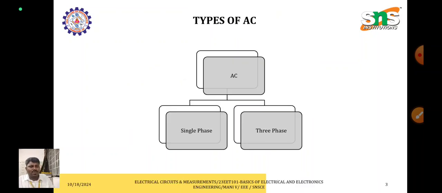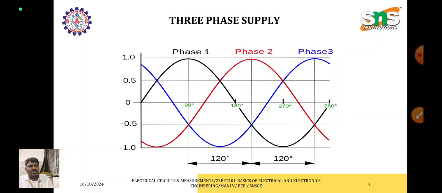So there are two types of AC. One is single phase AC, another one is three phase AC. The three phase contains RYB, red, yellow, blue. These are the colors used only to identify the phases. All the three phases have a 120-degree phase shift, because one complete revolution has 360 degrees. So 360 divided by 3 phases is equal to 120 degrees between phases.